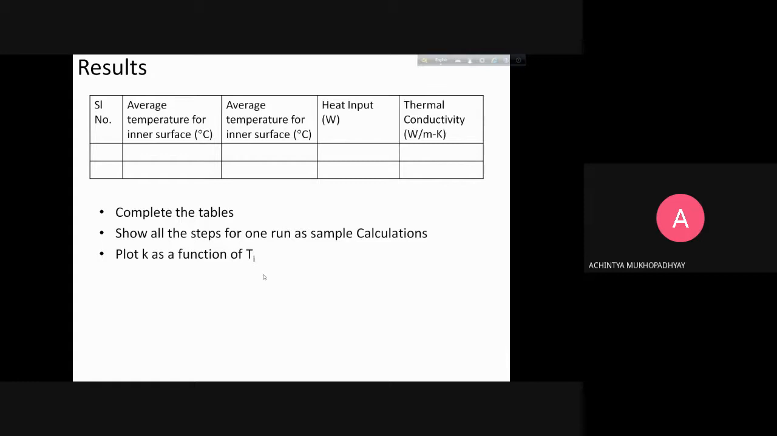Okay, sir. But we have only two readings for Ti. No, you will not have two. I have just shown it here as two. Normally in the experiment we do three or four sets of experiments. Okay, sir.